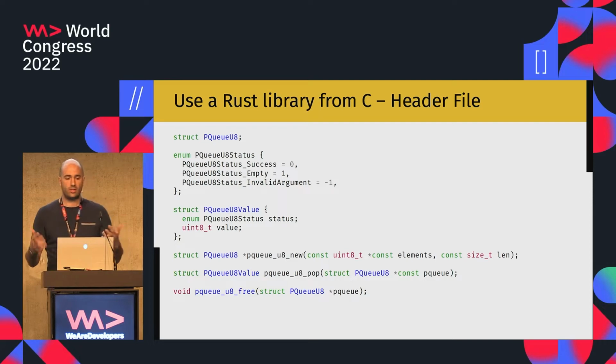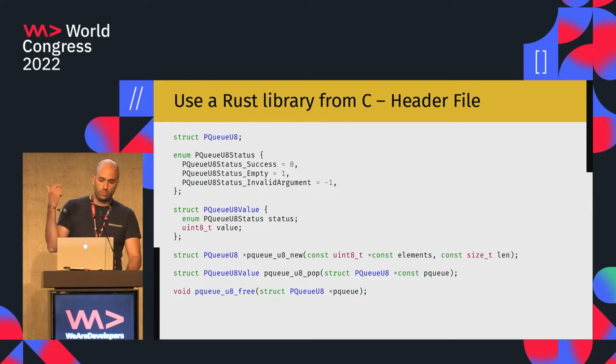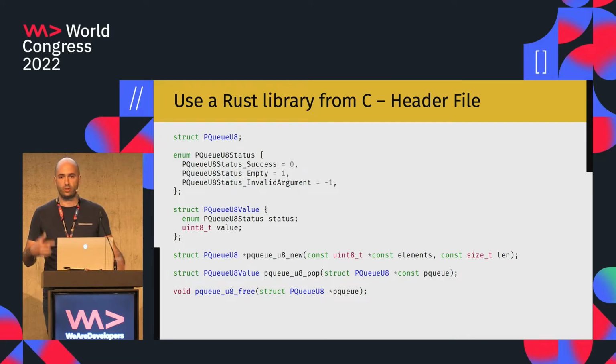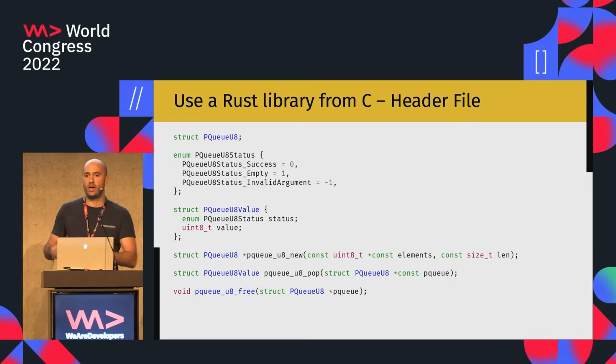This is how the C header file for our queue might look. The thing to take away here is that the struct for the queue is a forward declaration and is behind, meaning that it's an opaque struct. We don't really have access to the details of that struct.